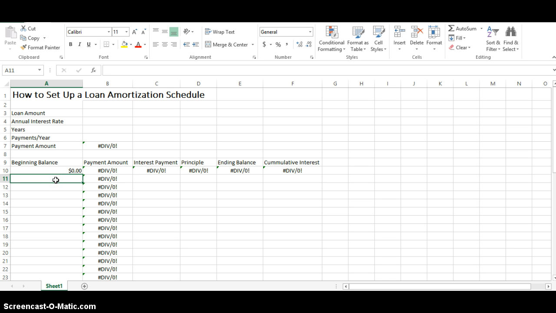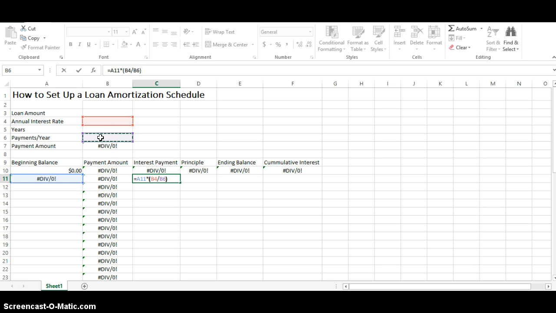To set up my second row, the beginning balance is going to be what my ending balance was for the previous pay cycle. As you see, our payment amount is already set. Our interest payment is still going to be the same. It's going to be the beginning balance times the annual interest rate divided by the number of payments per year. You can also lock the cells in this reference as well, and then just copy down so you don't have to type this in every time. So now it's set, so when I copy my formula down next time, it's referencing A12, which is my new beginning balance, but still keeping the same interest rate set up.